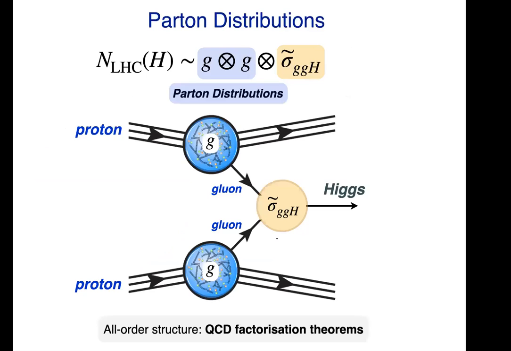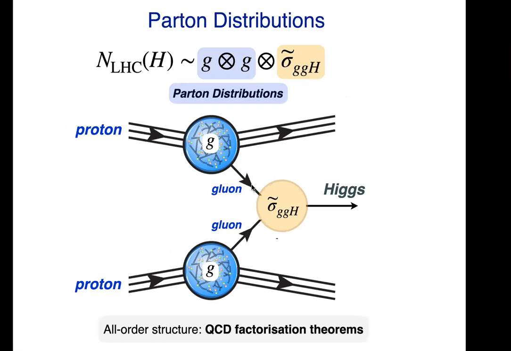So how do we extract PDFs? The idea is simple. You take two protons, you collide them, and then you predict the outcome. For example, what is the number of Higgs bosons that the LHC will produce, say, in one year? If you look in your QCD textbook, you will see that the number of Higgs bosons has two components.